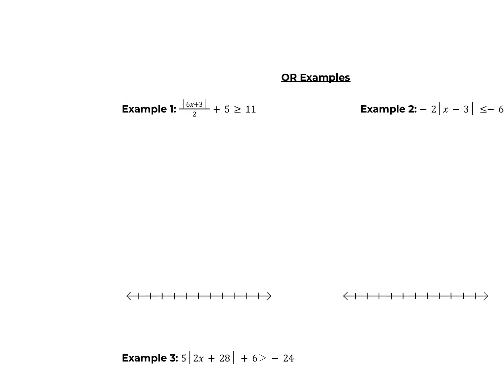We've got the absolute value of (6x plus 3) over 2, plus 5, is greater than or equal to 11. So, I want to subtract 5 off of both sides, and I get the absolute value of (6x plus 3) over 2 is greater than or equal to 6. Now, how do I get rid of that 2 off the bottom? Well, it's being divided by 2. So to undo division, I multiply. So I'm going to multiply both sides by 2. So that leaves me with the absolute value of 6x plus 3 is greater than or equal to 12.